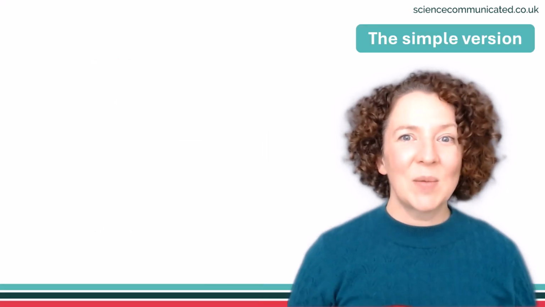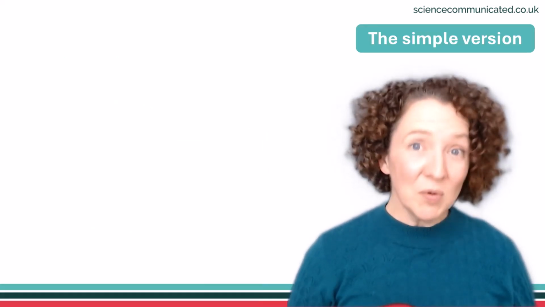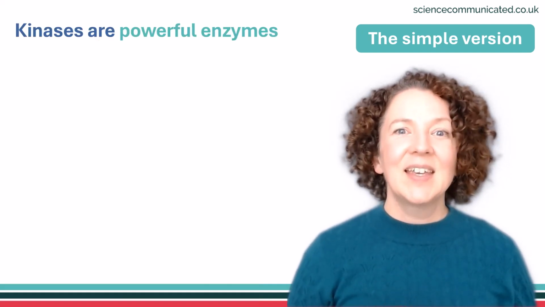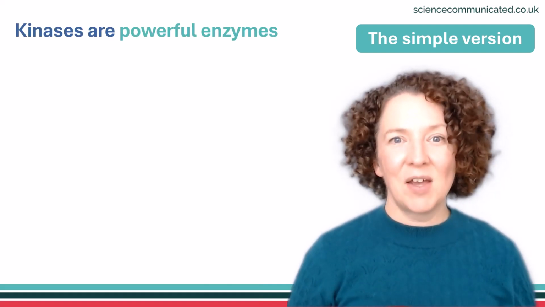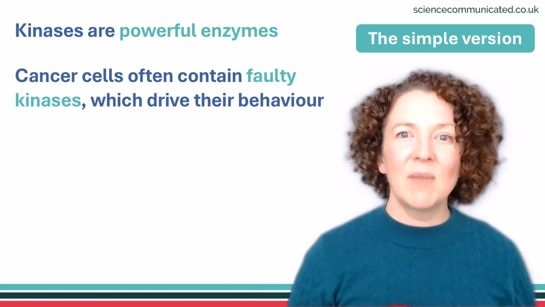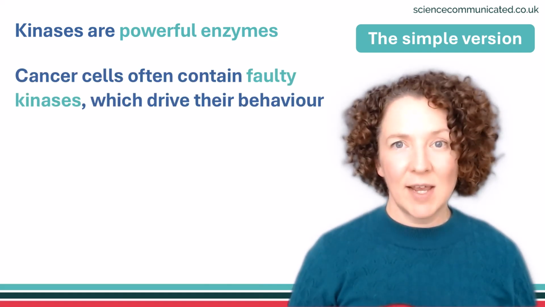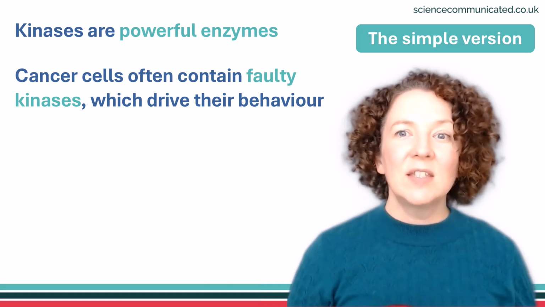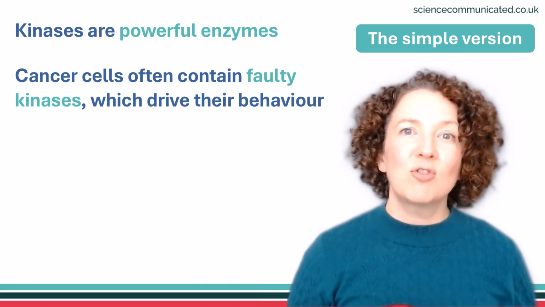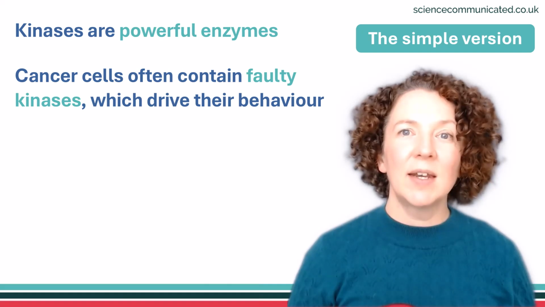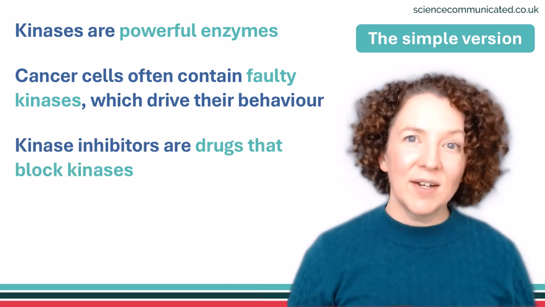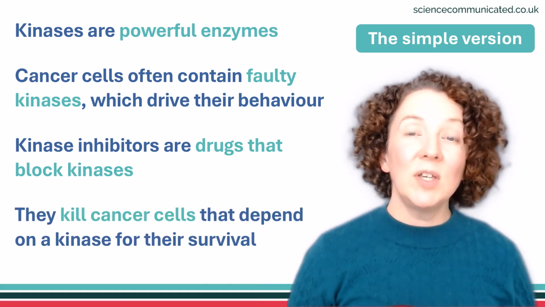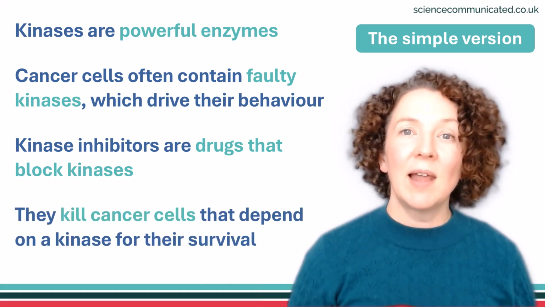I've split the summary of this video into two, a simple version and a more sciencey one. We'll start simple. Kinases are powerful enzymes. Cancer cells often make faulty overactive kinase enzymes because of mutations in their DNA. These faulty kinase enzymes drive the cancer cell's behavior and keep them alive. Kinase inhibitors are drugs that block kinases, and they can be used to kill cancer cells that rely on a kinase for their survival.